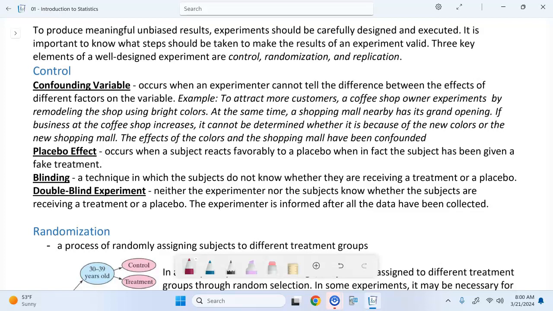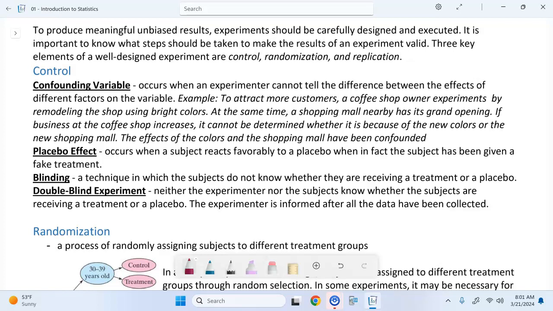To attract more customers to a coffee shop, you can remodel it with bright colors, but at the same time, something else happened. A shopping mall opened, it had its grand opening. So business increased. Was it because of the bright colors? Was it because of the shopping mall? Was it a little bit of both? Probably a little bit of both. Maybe. But we don't know, because there was other stuff outside of our control that could have influenced the results. So minimizing confounding variables, or at least identifying confounding variables, anything that could interfere with what's going on with the experiment.